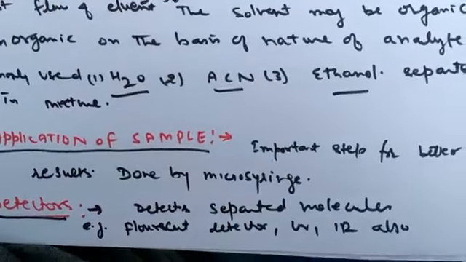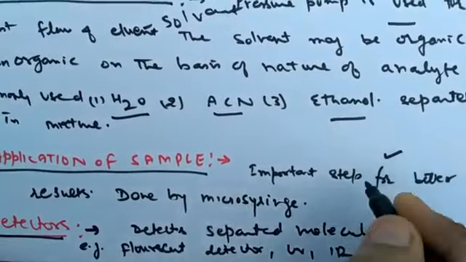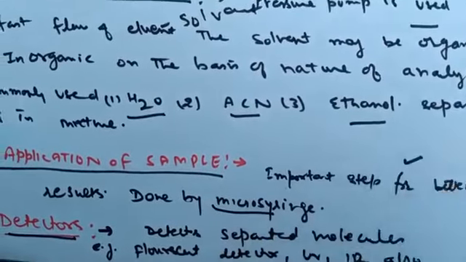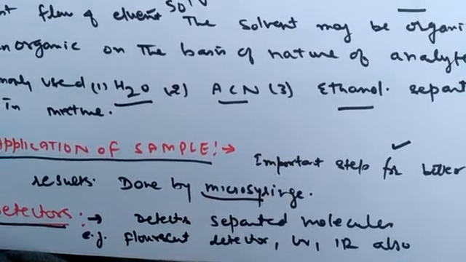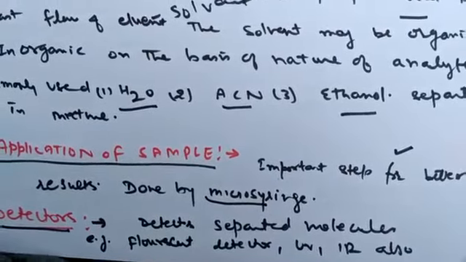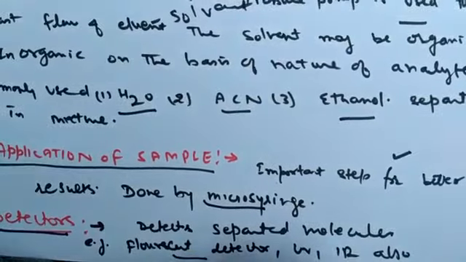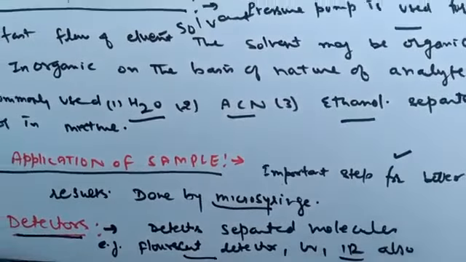Next is the application of sample. It is a very main step. It is done by the micro syringe. Next there are the detectors. They can detect the molecules separating. The detectors here are the fluorescent detector, UV detector and infrared detector.